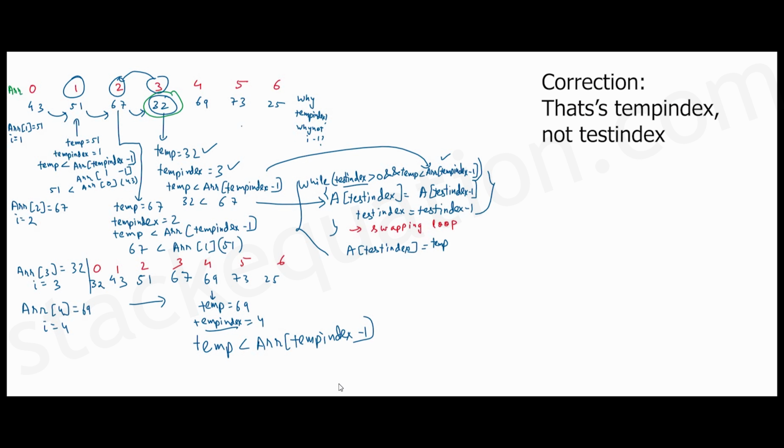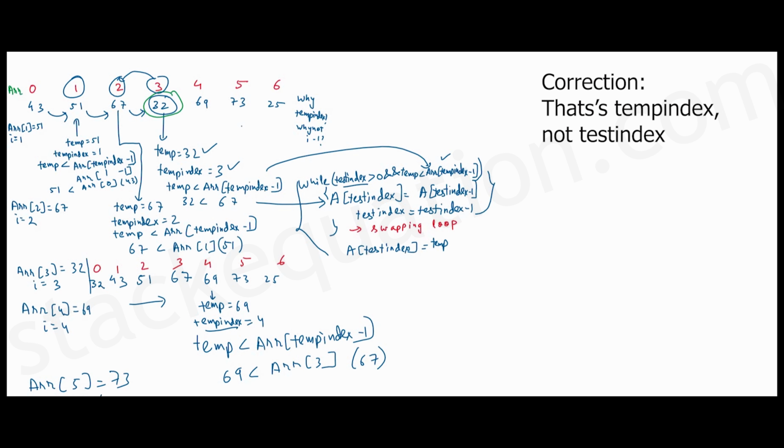Okay, so is temporary lesser than array of temporary index minus 1? So 4 minus 1, array of 3. What is temporary? 69. And array of 3 is now 67. It's not 32 anymore, right? It's 67. So is 69 less than 67? No, it's not. So we move on to the next value, that is array of 5, 73.